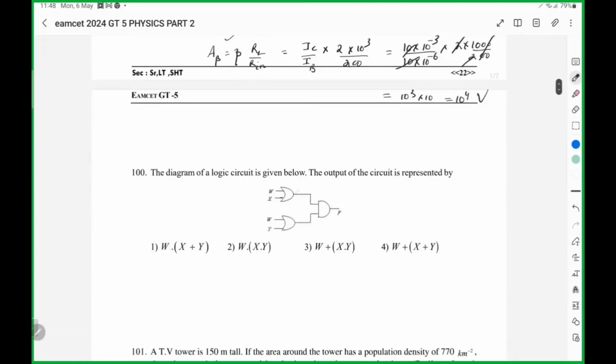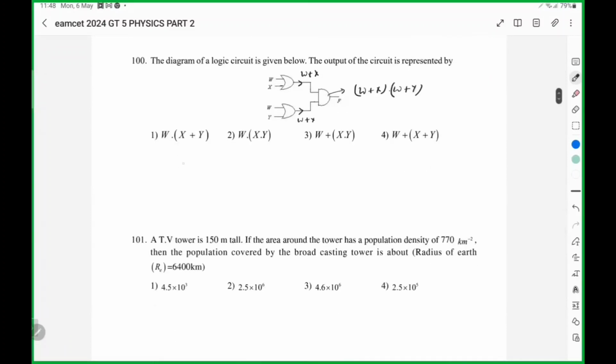So your diagram has an OR gate, and the output will be like this. Here it is an AND gate, W plus X dot. This is the output of the circuit, which is W plus WY plus WX plus XY.